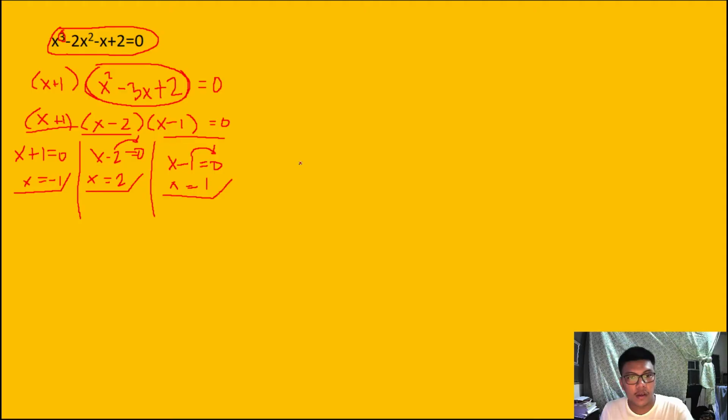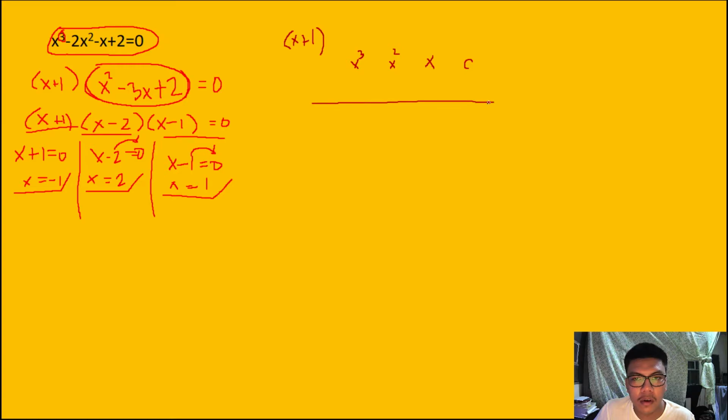Okay. So, pwede rin naman kung ayaw mo nung polynomial division or division ng polynomial, so pwede rin tayo synthetic division. Ano? So, gamitin pa rin natin yung ating x plus 1. Okay? Then, let's write the coefficients of variable x. So, para descending order yan. Ano? So, x cubed, x squared, x, din yung ating constant.